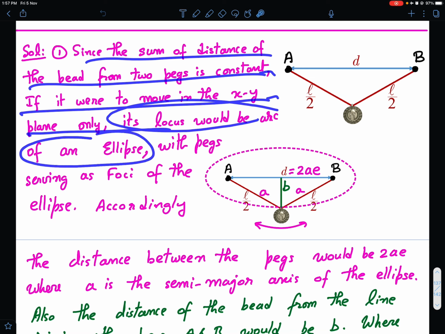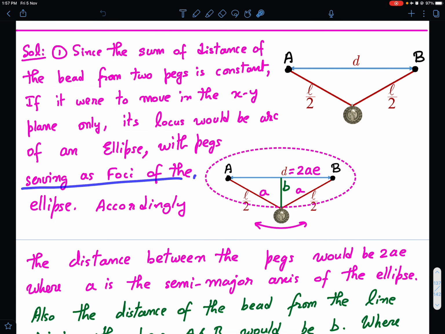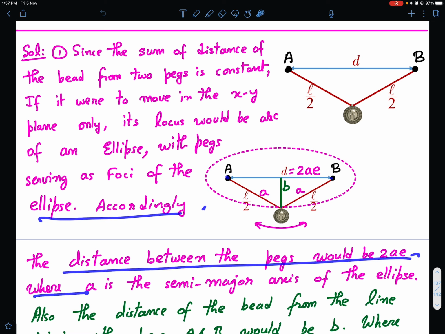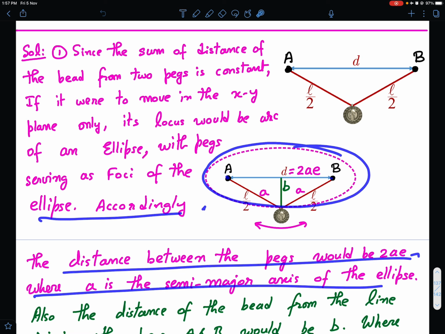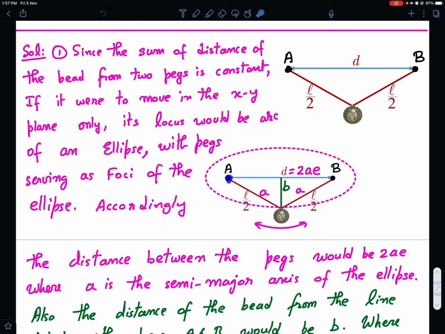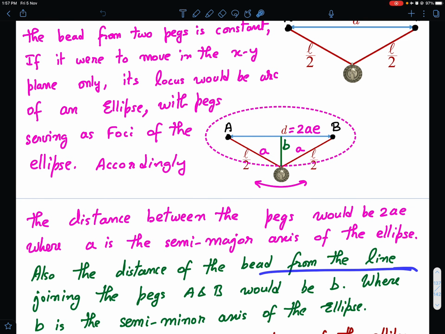Since the sum of distances of the bead from the two pegs is constant, if it were to move in the xy plane only, its locus would be an arc of an ellipse, as I told you, with the pegs serving as the foci of the ellipse. Accordingly, the distance between the pegs would be 2ae. This is the standard property of an ellipse. You must have studied in your chapter on conic sections that the A to B distance is 2ae, where e is the eccentricity of the ellipse.